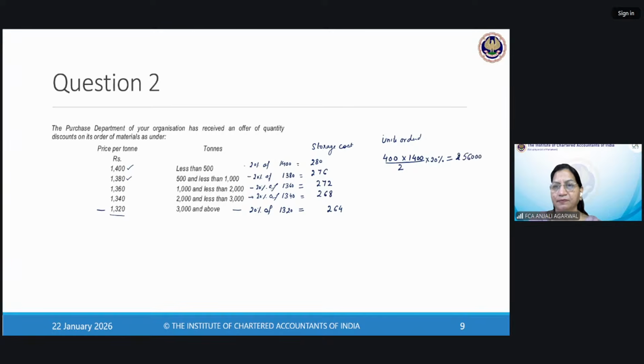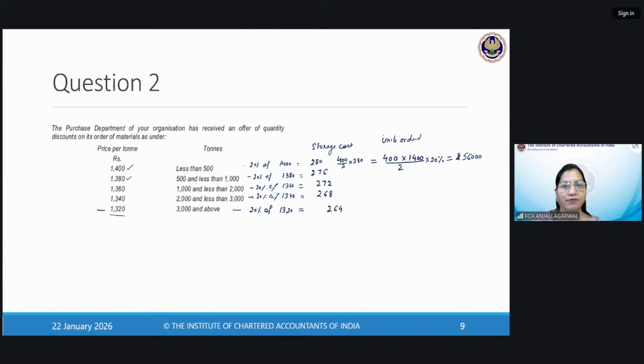56,000. Check out yourself. 1,400 into 400, that's 5,60,000, your total investment. Divide by 2, your average investment is 2,80,000, and 20% of that is 56,000. Right? If you had directly calculated 400 by 2 into 280, you would have got the same answer.